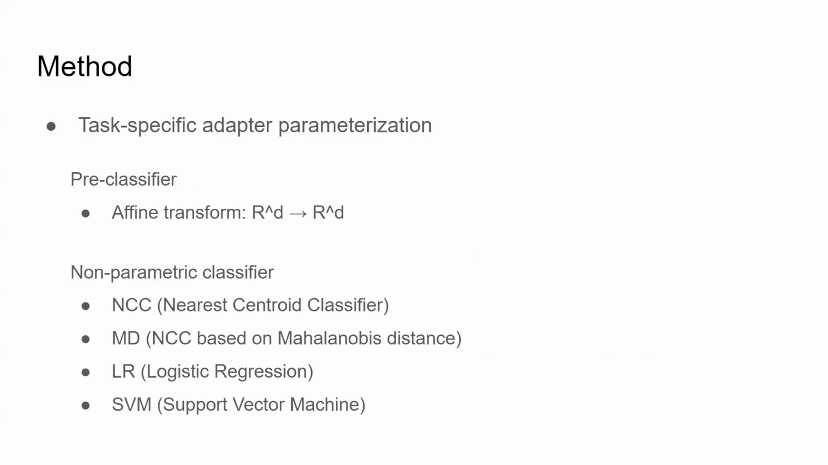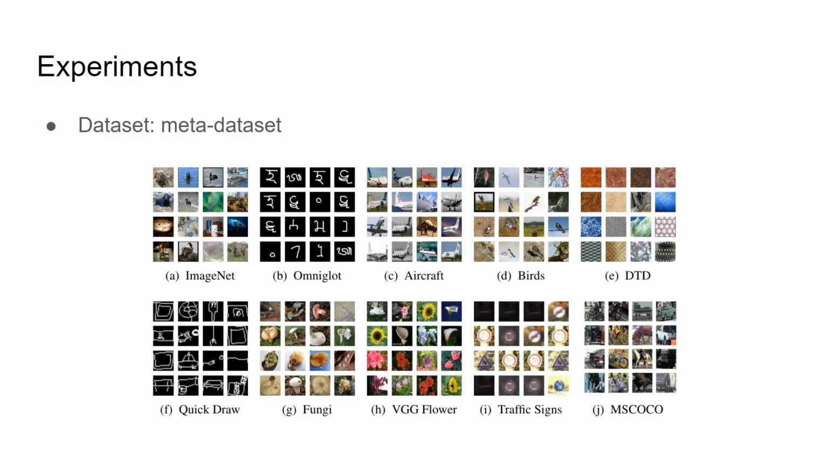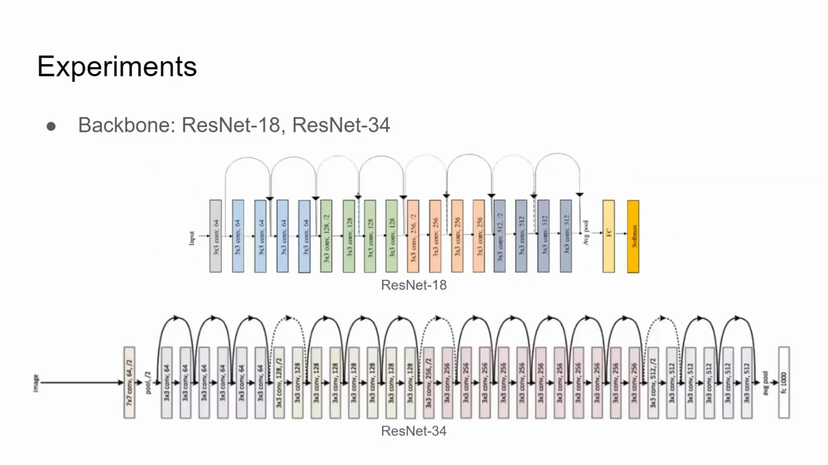Finally, the paper proposed a pre-classifier to adapt features to the target task. The transformed feature is fed to non-parametric classifiers such as NCC, MD, LR, and SVM. In the experiment, the paper used Meta-Dataset, which consists of 13 diverse datasets and is the standard benchmark for few-shot classification. The paper used ResNet as a backbone and attached task-specific adapters in each block.